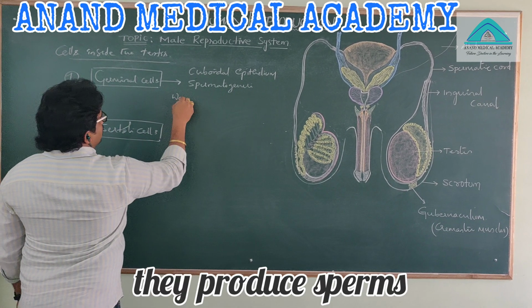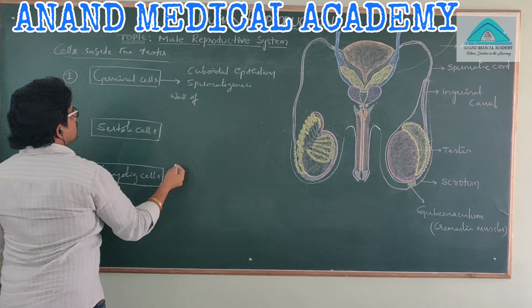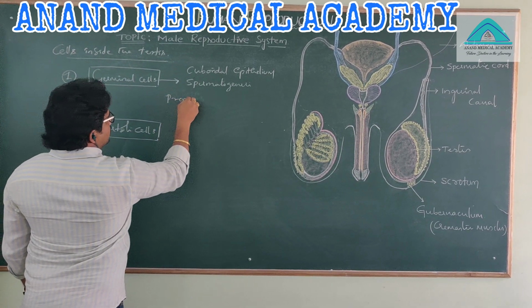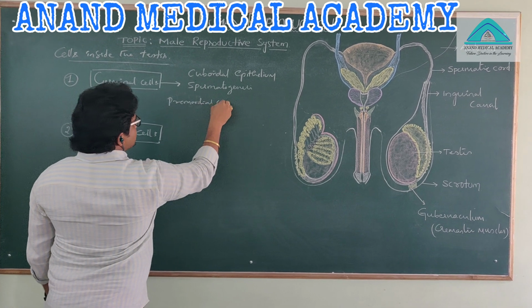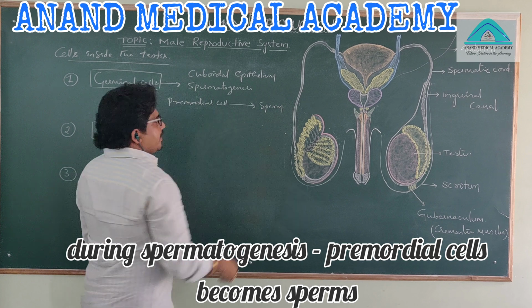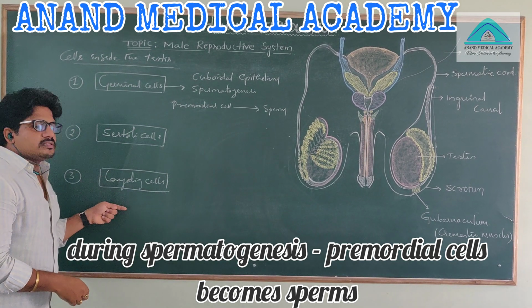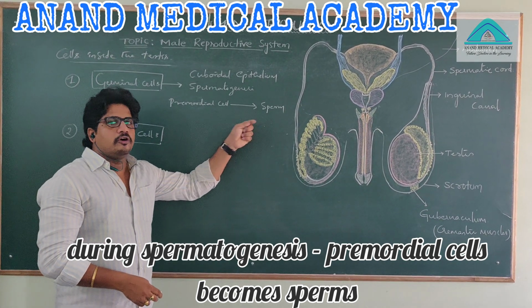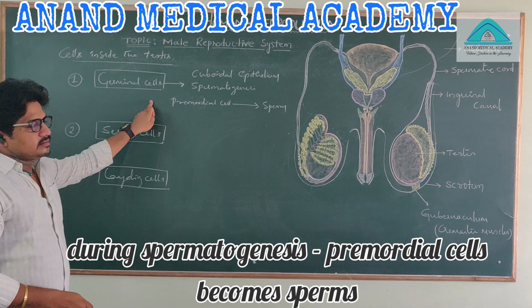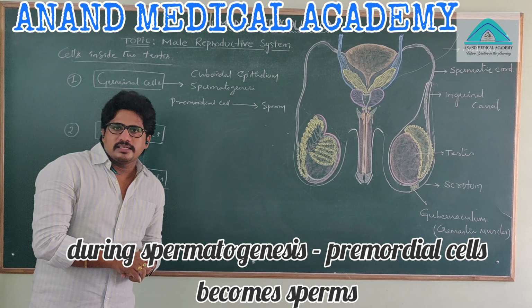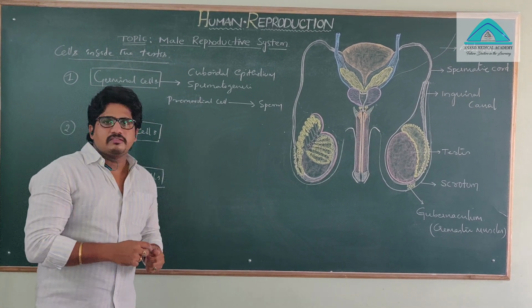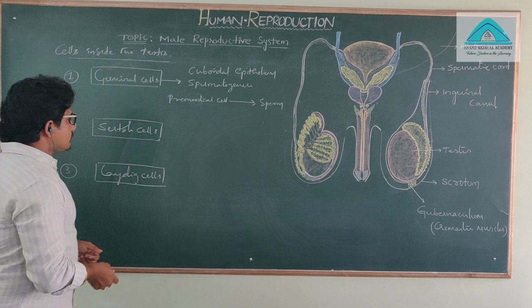The wall of germinal epithelium is nothing but primordium. They provide the primordial cells, and the primordial cells become sperms. So, very important: no other cells in the testis provide the sperms. Sperms can be formed only by the germinal epithelial cells. That's why they are also called spermatogonial cells. That part will be explained in detail at the time of spermatogenesis, the male gametogenic time.